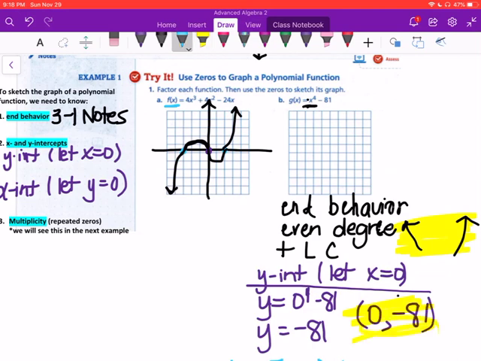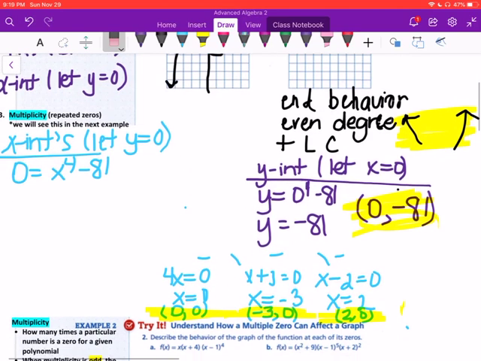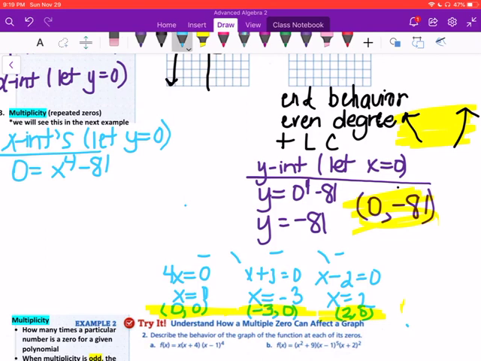For the x-intercepts, and remember we're going to talk more about multiplicity in the next part. All right, for the x-intercepts, that's where you let the y equal 0. So I'll have 0 equals x to the fourth minus 81. And I'm going to factor this to solve. So I notice I've got two terms, and it's a difference of perfect squares. So that will factor into x squared plus 9 times x squared minus 9.